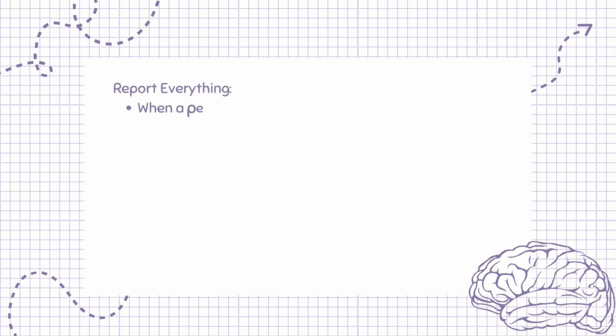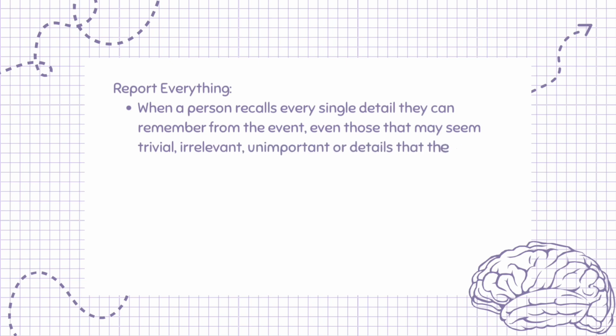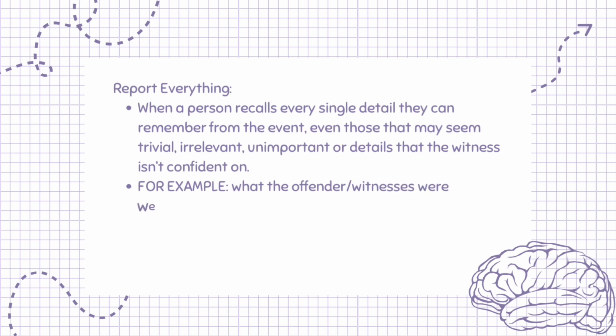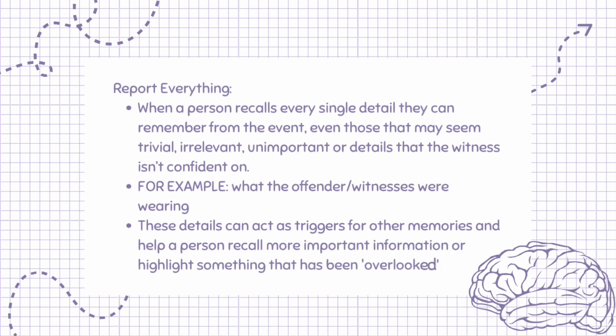Report everything. When a person recalls every single detail they can remember from the event, even those that may seem trivial, irrelevant, unimportant, or details that the witness isn't confident on. For example, what the offender or witnesses were wearing. These details can act as triggers for other memories and help a person recall more important information or highlight something that has been overlooked.